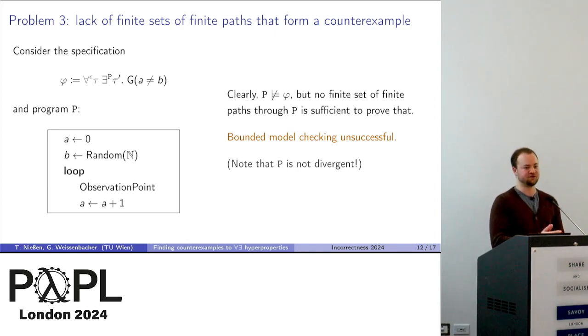That means you need to look at arbitrarily many executions. So either you need an infinite set of finite traces, which we can't do using model checking, at least not in this way, because we need infinitely many different paths, not just traces, or we need one infinite trace, and we can't reason about that.